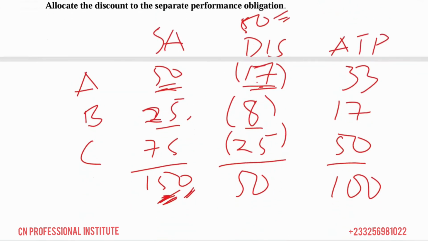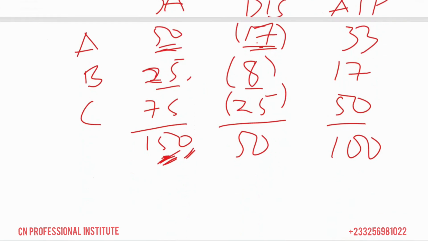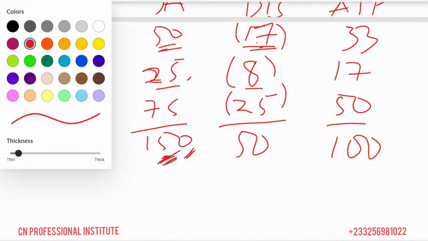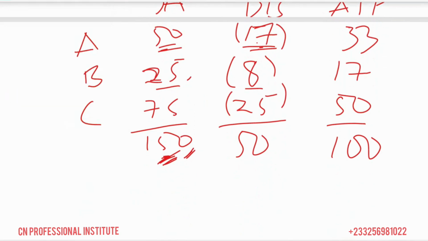If you are sharing the transaction price, it will be the same thing. What you do is you pick the 50 for A. Just pick your 50 here. If you are sharing the transaction price, pick the 50 divided by 150 times the transaction price 100. That's how we are going to do it.